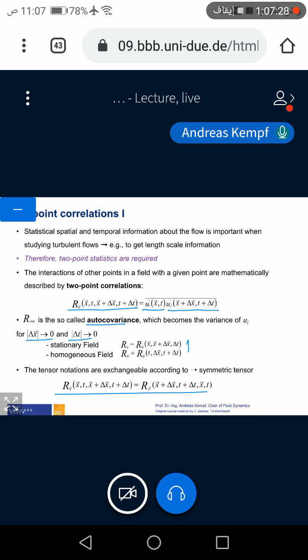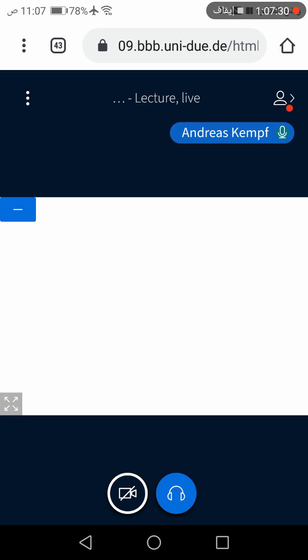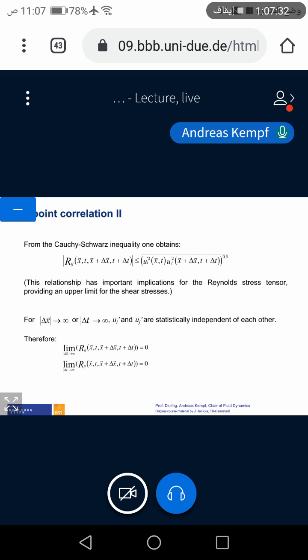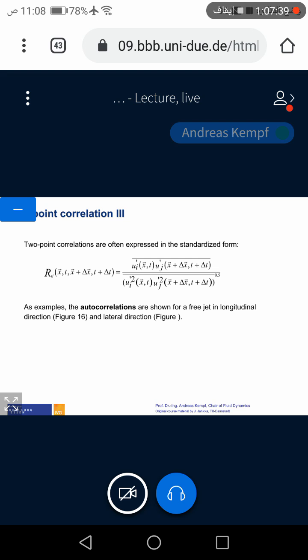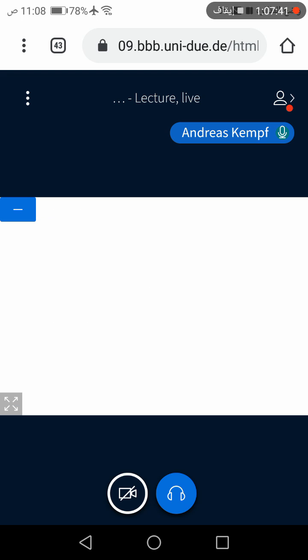We are not doing too much with these 2-point correlations, but I just want to show you a few interesting properties because they lead to some length scales. We can skip this here. We skip this here.